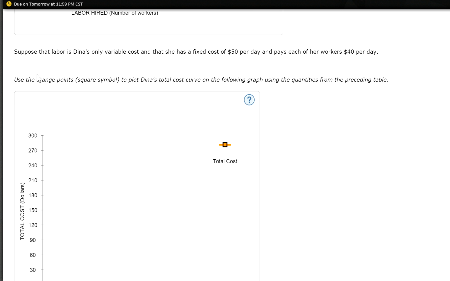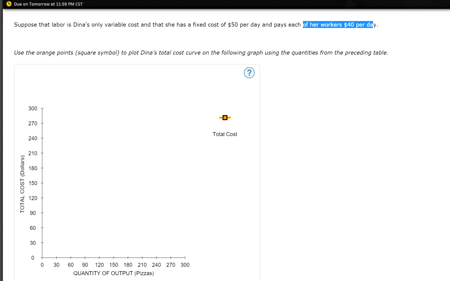Using the orange points, plot Dina's total cost curve on the following graph using the quantity of the preceding table. All right, so our fixed cost is $50 per day. Our variable cost for each worker is $40 per day. So let's plot our total cost.